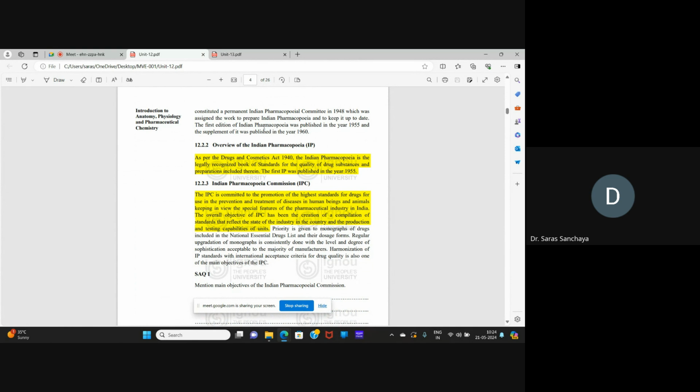Then there is a term called Indian Pharmacopoeia Commission. The IPC is committed to the promotion of highest standards of drugs for use in prevention and treatment of diseases in human beings and animals, keeping in view the special features of the pharmaceutical industry in India. The overall objective of IPC has been the creation of a compilation of standards that reflect the state of the industry in the country and the production of testing capabilities of the units.